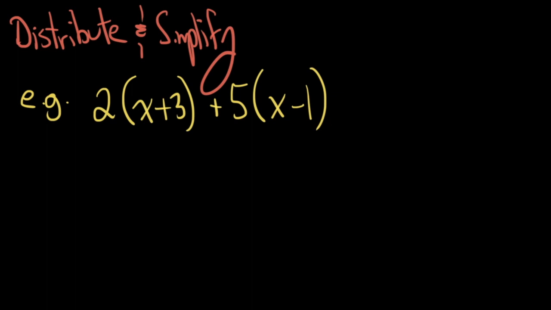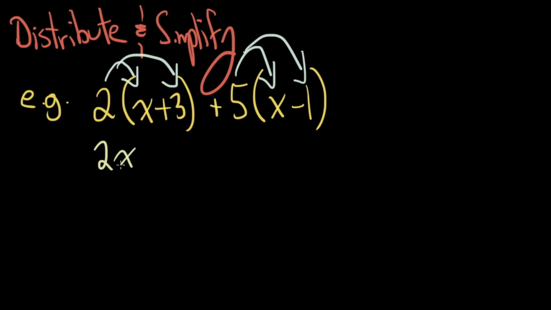So we're going to go and distribute all those. So that means opening up all the brackets and then we're going to combine our like terms. So that's kind of the order. You open the brackets, and then you combine your like terms. So that is going to give us 2x plus 6 over here plus 5x minus 5.